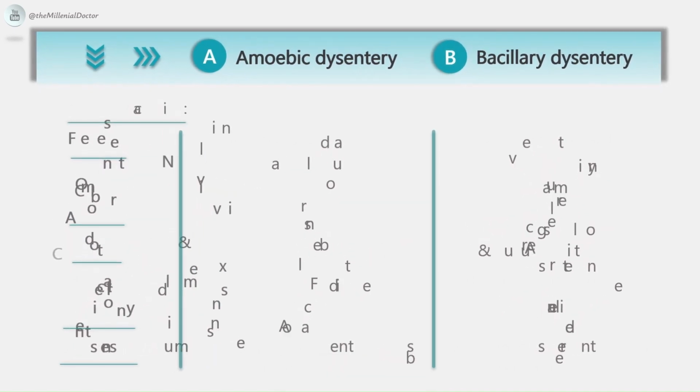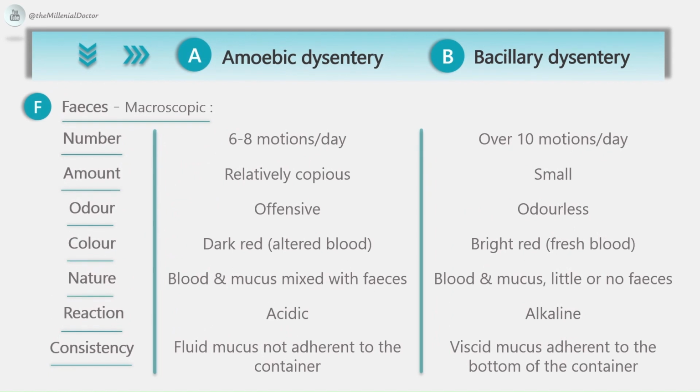Then regarding the feces, amoebic dysentery presents with 6 to 8 motions per day, whereas in bacillary dysentery we see more than 10 motions per day. The amount is relatively copious in amoebic dysentery, whereas it is small in bacillary dysentery. The odor of feces is offensive in amoebic dysentery, and the feces is odorless in bacillary dysentery. The color of the feces is dark red in amoebic dysentery due to altered blood, and bright red in bacillary dysentery due to fresh blood.